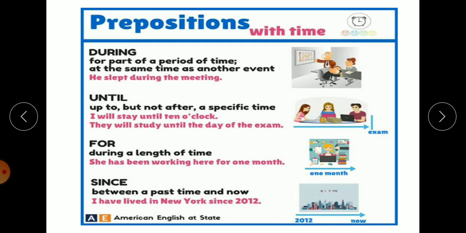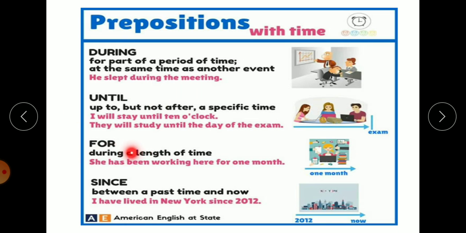Until. Until is used up to but not after a specific time. So until we use, like we say jab tak. So that is until. I will stay until 10 o'clock. Means up to that time, up to that particular thing happens, I will be there. Right? They will study until the day of the exam. That means जब तक एग्ज़ाम ख़त्म नहीं होंगे वो पढ़ेंगे. So that is until. When? Up to certain period of time. That time we will be using preposition until.